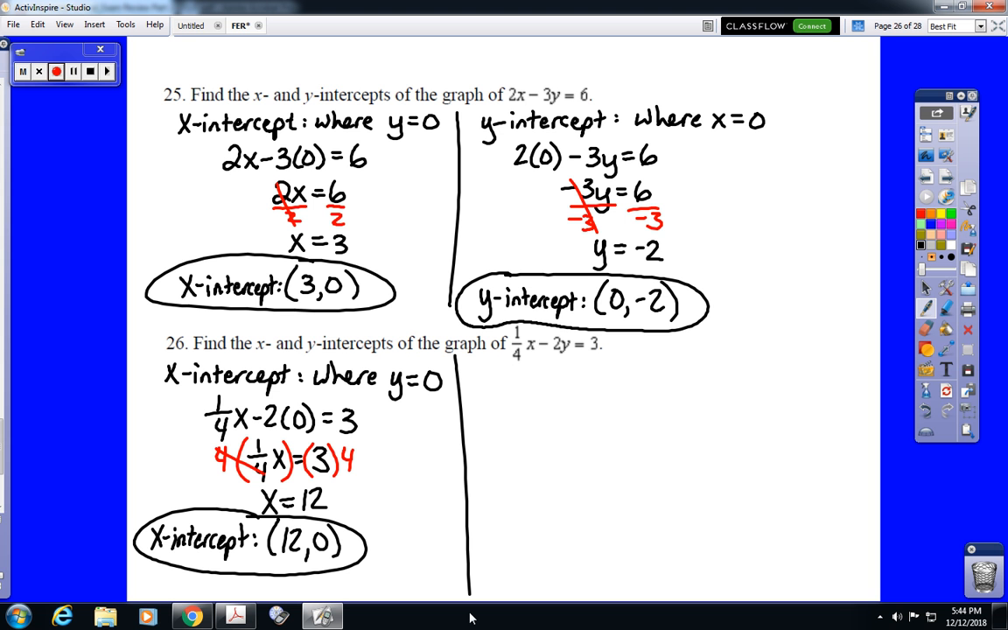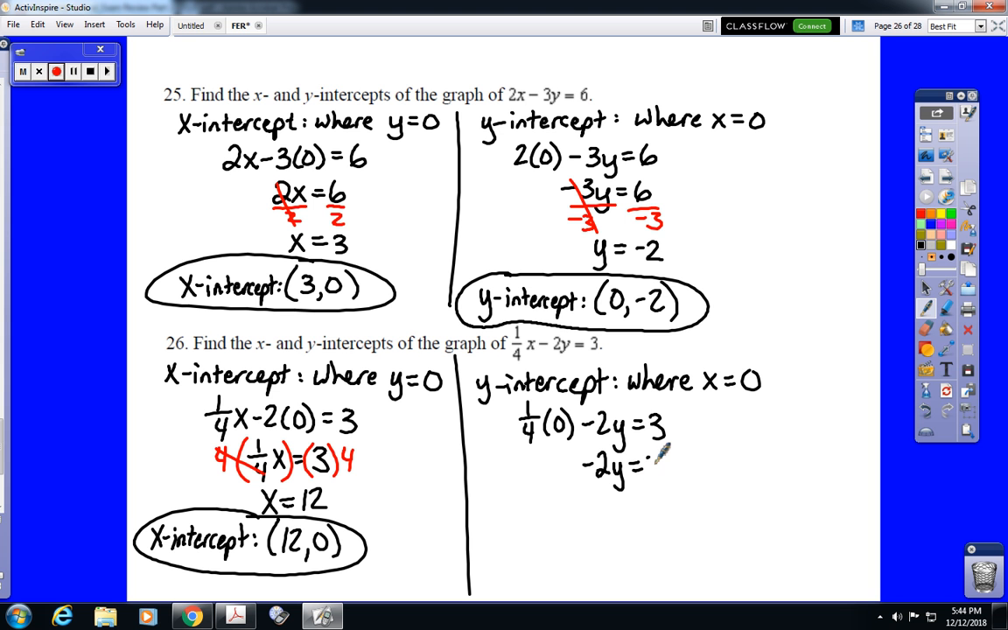And again, for the y-intercept is where x equals 0. So we plug in a 0 for x, which means the x term will drop out, leaving negative 2y equals 3. Divide by negative 2, and y would equal negative 3/2. So the y-intercept would be the point (0, negative 3/2).